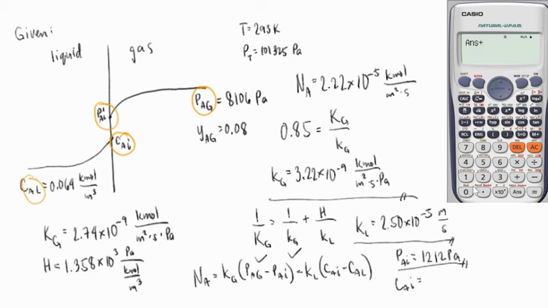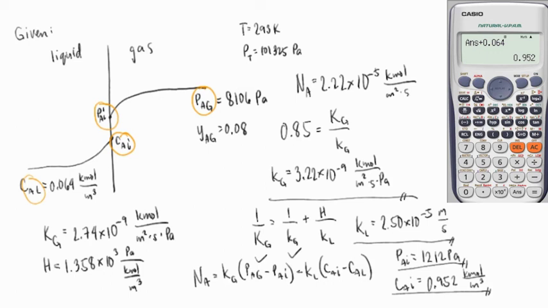So we add 0.064 kilomole per cubic meter. Our concentration in the interface is 0.952 kilomole per cubic meter. Okay, and that is how you approach problems of interface mass transfer.